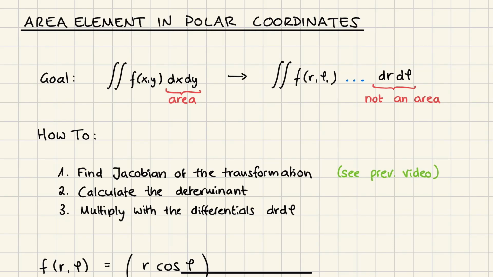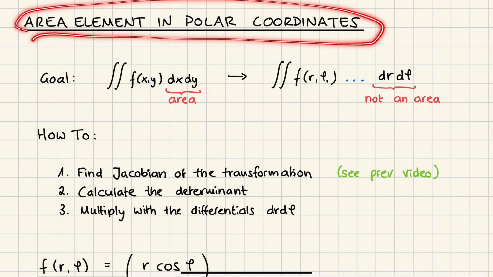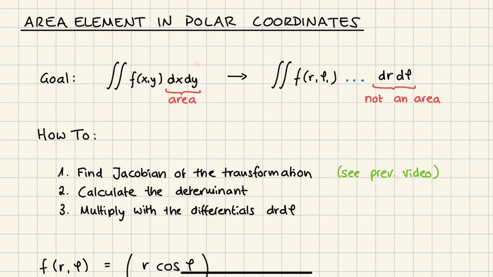In this video I'm going to show you how to find the area element in polar coordinates in 3 simple steps. Suppose that we have a double integral for an area in Cartesian coordinates, so it's going to use the variables x and y and the differentials dx and dy. Then the differentials form an area element because this is a very small length and this is a very small length, and length times length gives us an area.